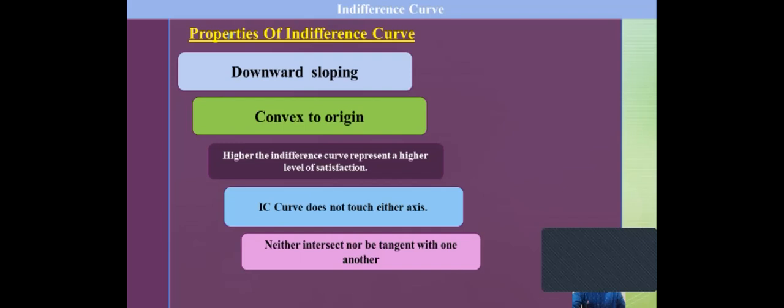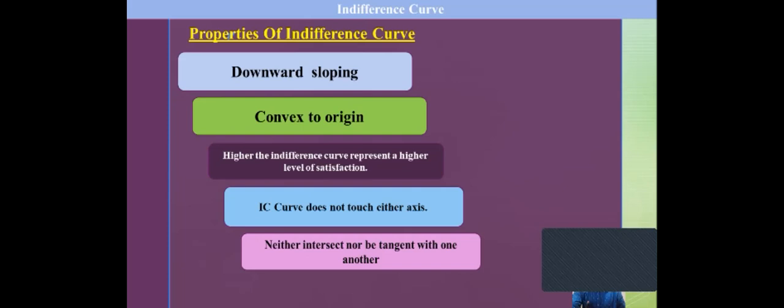The fourth one is that the indifference curve does not touch either axis. It touches neither the x-axis, the horizontal axis, nor the y-axis, the vertical axis. It never touches both axes. And the fifth important property of the indifference curve is that curves neither intersect nor are tangent to one another. Indifference curves never intersect with each other.